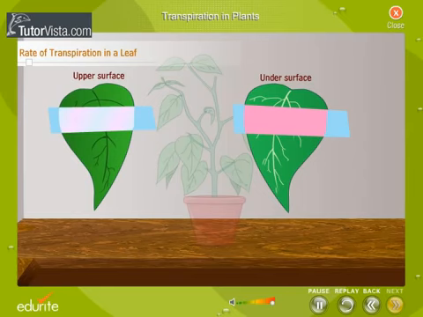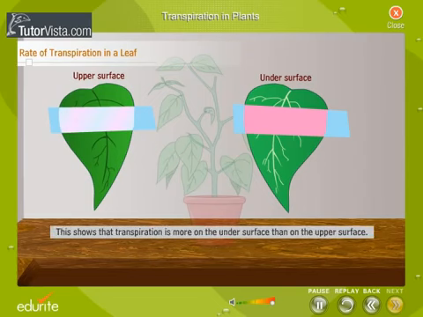What do you see? The strip placed on the lower surface turns more pink than that on the upper surface. This shows that transpiration is more on the undersurface than on the upper surface. Do you know the reason for this?